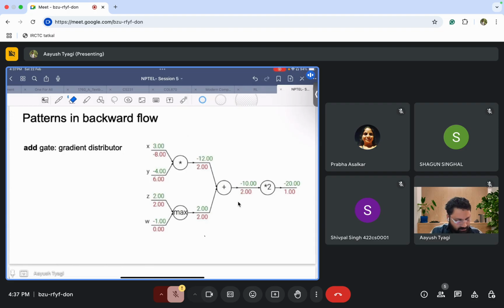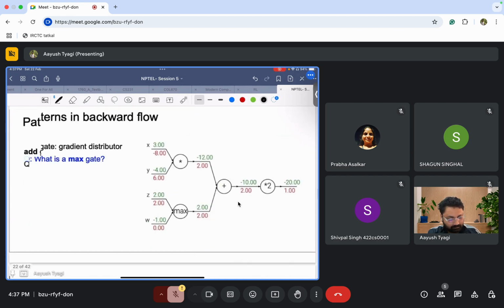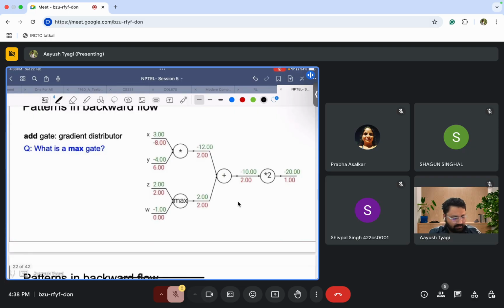And you have the multiplication operator and the addition operator. Suppose in the addition operator, you just see that the same gradient has been routed, so it's kind of a distributor. The gradient addition operator is basically a gradient distributor, so it routes the same gradient in both directions. So any guesses on what the max operator does?